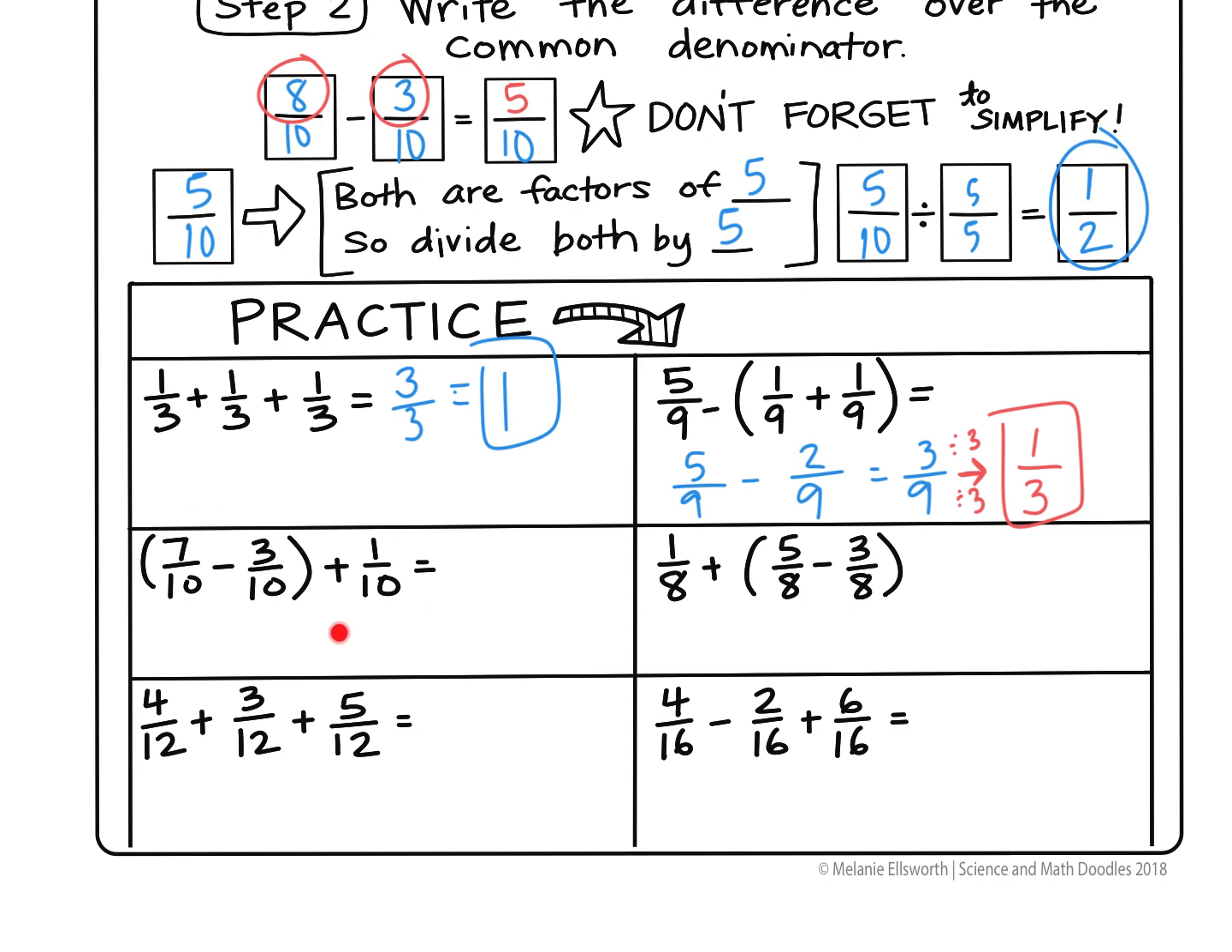Okay, what about this problem here? What do I do first? 7 minus 3. I do 7 minus 3, which is 4/10 plus 1/10 equals 5/10. What does that simplify to? We just did it earlier. 1/2. Very good.